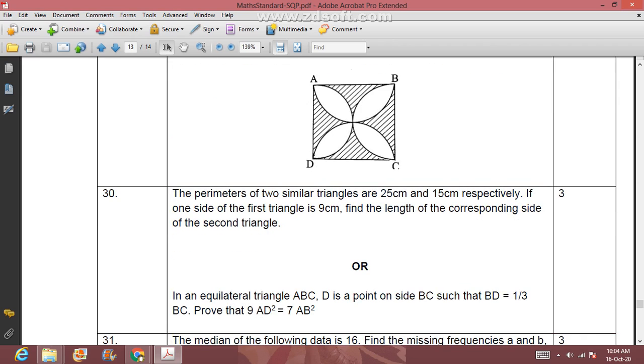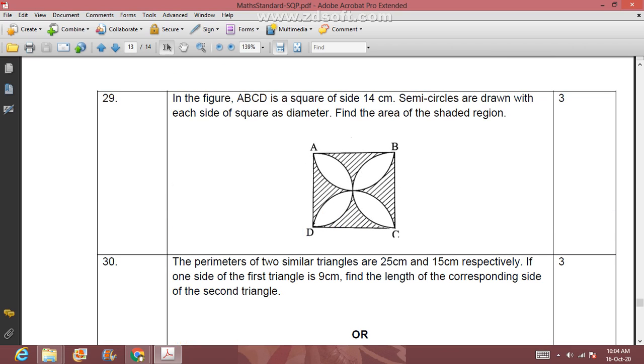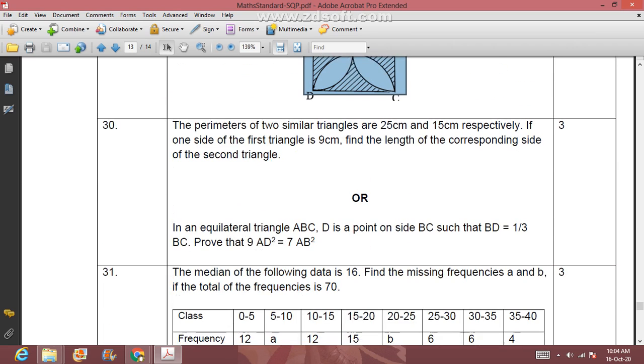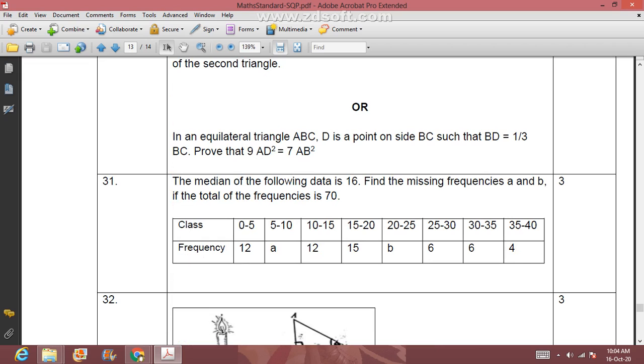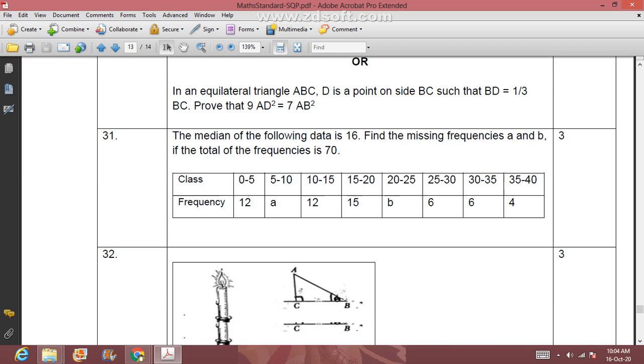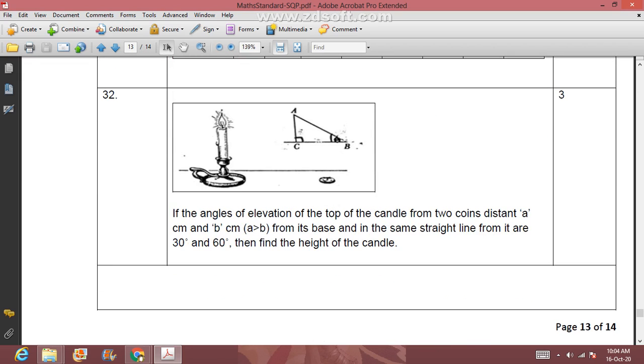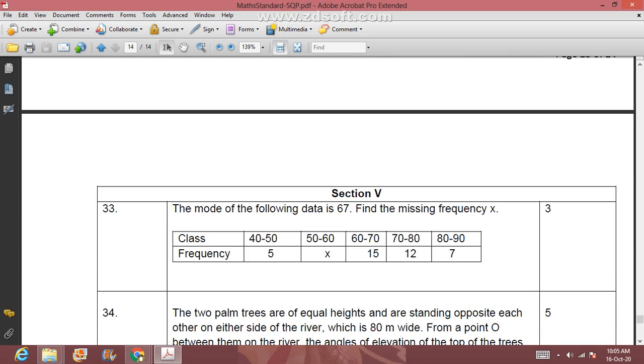Area related to circles. This question is from the textbook. This question is from the textbook. Exercise question, NCERT textbook. Here perimeters. Here again one more statistics question for 3 marks. Here it is the top of the candle points from the base of a straight line. Application of trigonometry, 3 mark question.